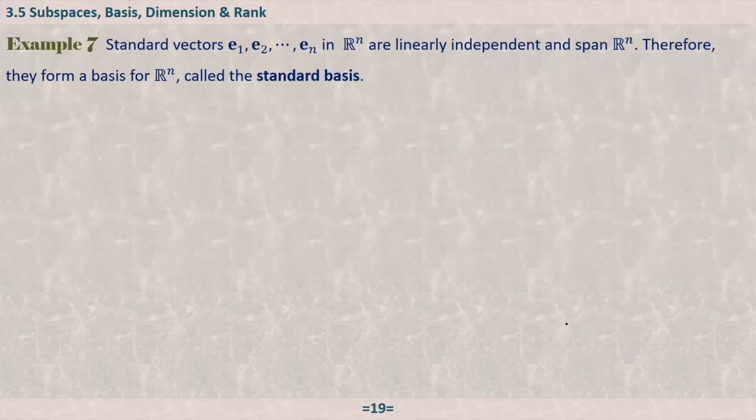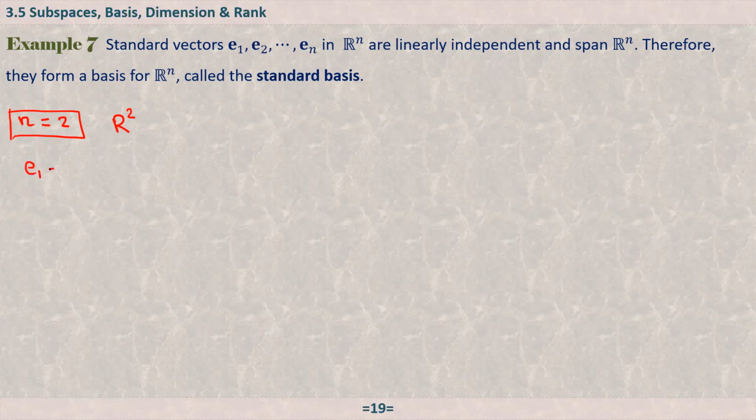Let's start with this example. The standard vectors e1, e2, ..., en in Rn are linearly independent and span Rn. Therefore, they form a basis for Rn, and we call them the standard basis. For example, how about if n equals 2? Then we are talking about two-dimensional space. So the first standard unit vector is (1, 0), and the second standard unit vector is (0, 1).